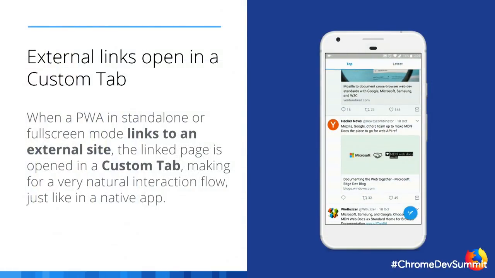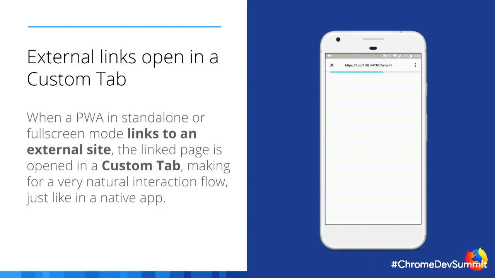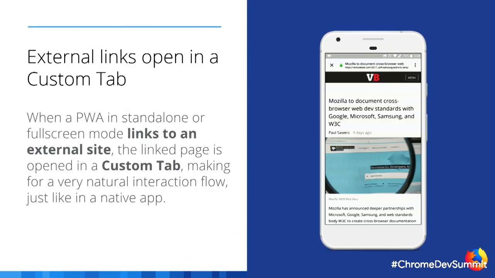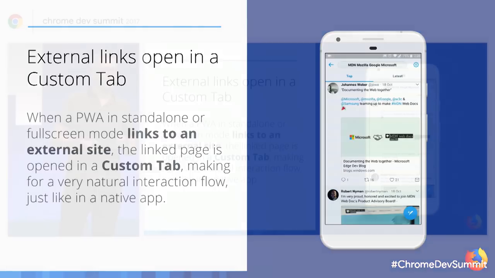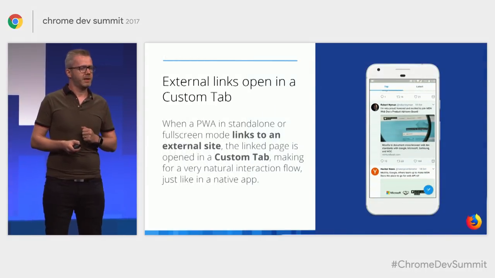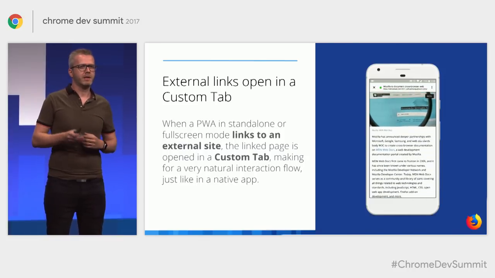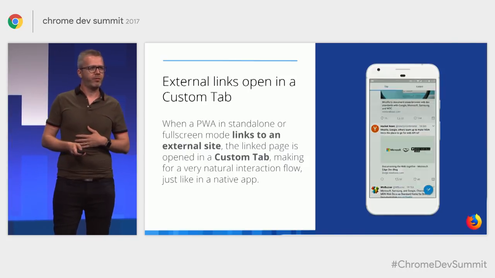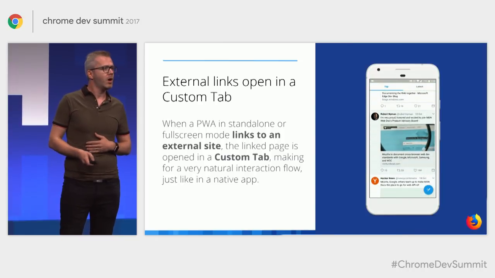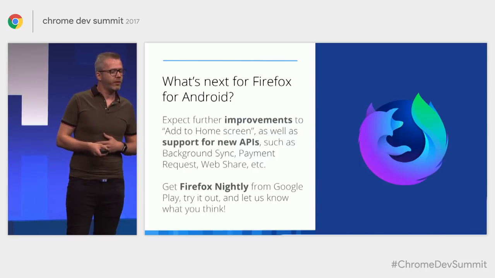So an option would be to launch the full browser and load the link there. But we found that that was not a very smooth experience. It was a bit disruptive. And so we decided to look at custom tabs, which seem like the perfect fit for this kind of scenario. So what happens now is when you tap an external link in a progressive web app installed through Firefox, you will open this external content in a custom tab, and it's really smooth to move back and forth between the progressive app and the external content. And Chrome has also followed a similar approach, and I believe that Owen later on in his talk will cover this as well. So what is next for Firefox for Android?